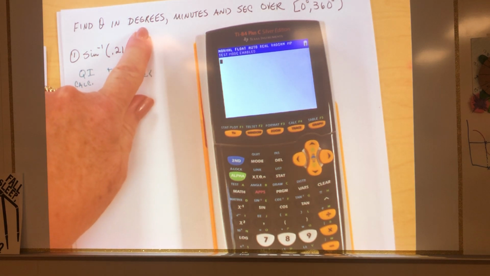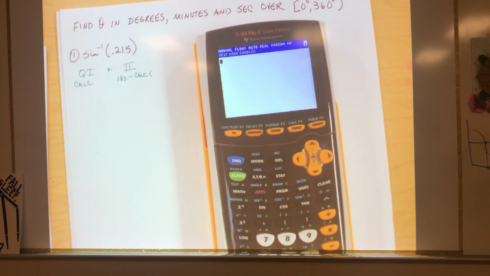Make sure you're in degrees. That's what I just asked you. Since it's in degrees, you have to put the calculator in degrees. I wasn't asking how to put it in degrees, minutes, and seconds; I was saying that since it's degrees, we're going to be putting the calculator in degrees mode.